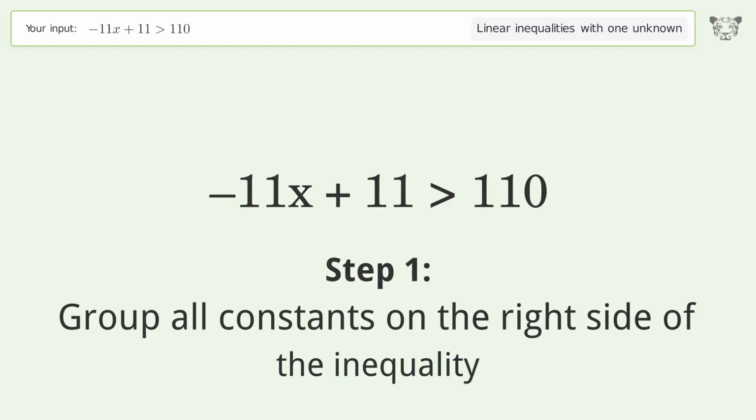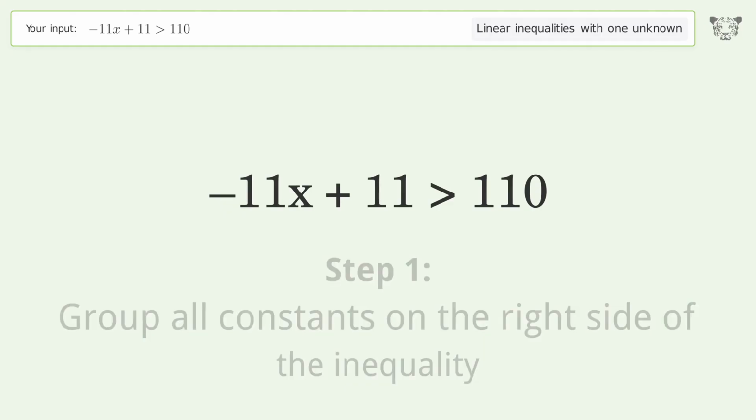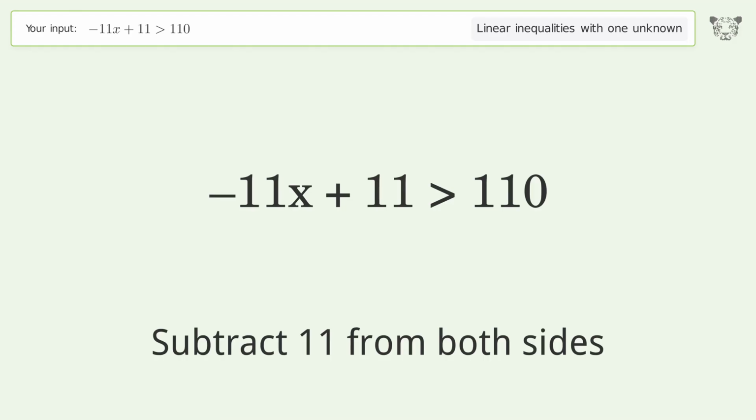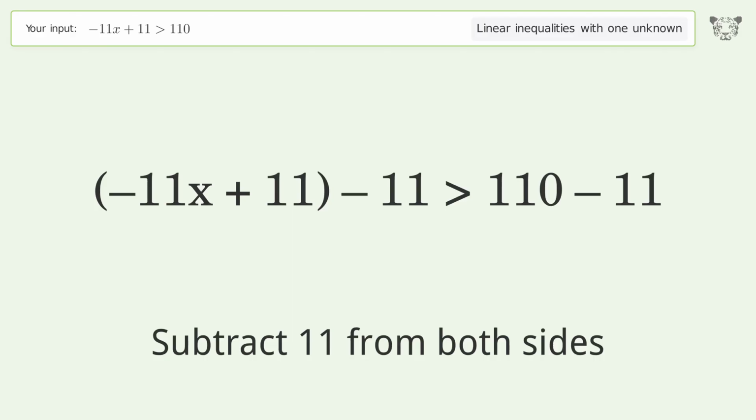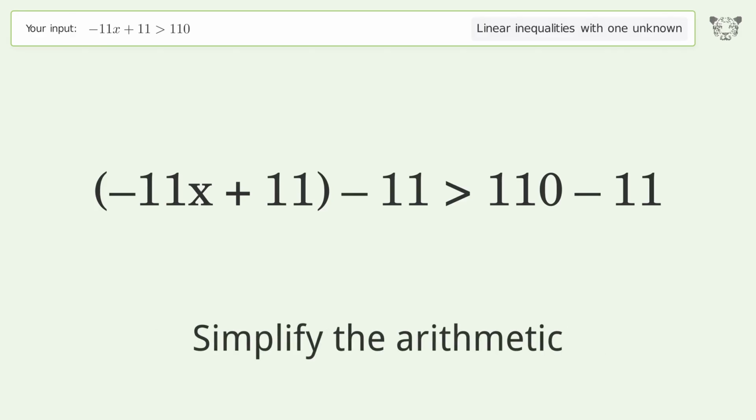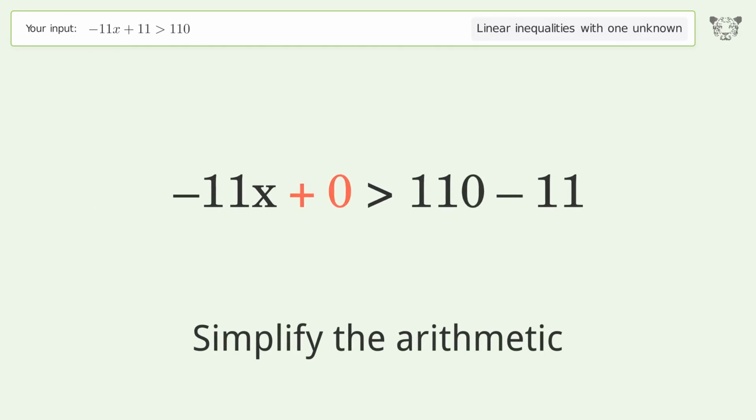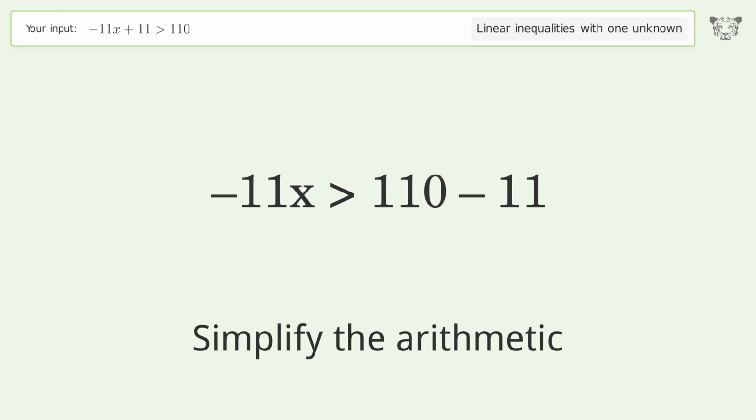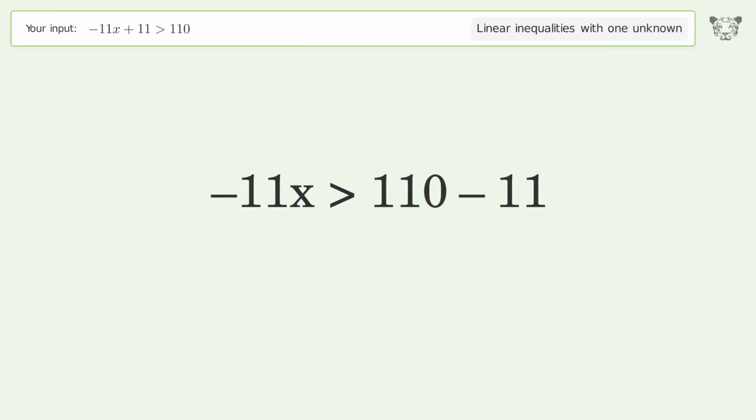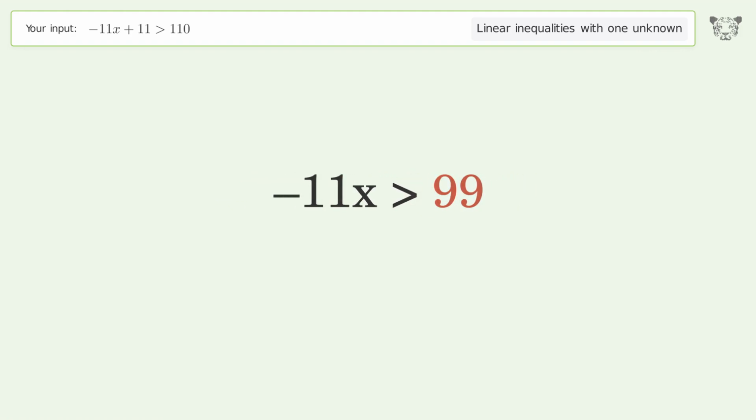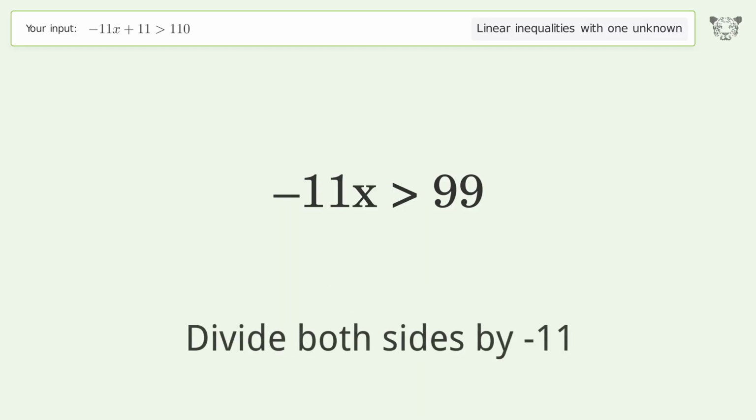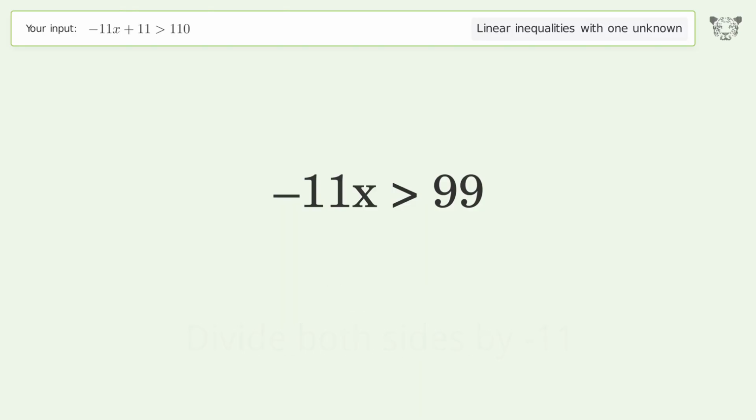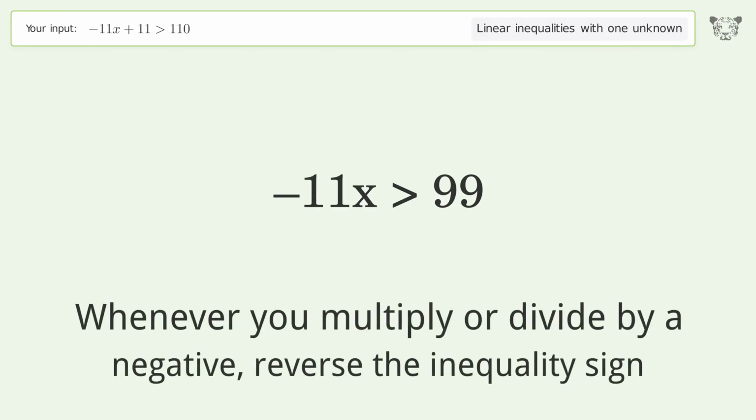Group all constants on the right side of the inequality. Subtract 11 from both sides. Simplify the arithmetic. Isolate the x. Divide both sides by -11. Whenever you multiply or divide by a negative, reverse the inequality sign.